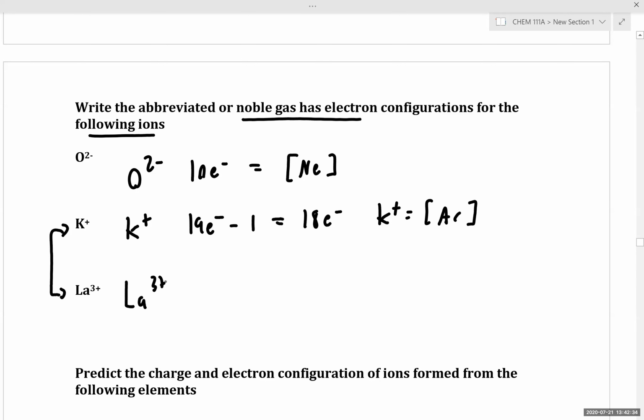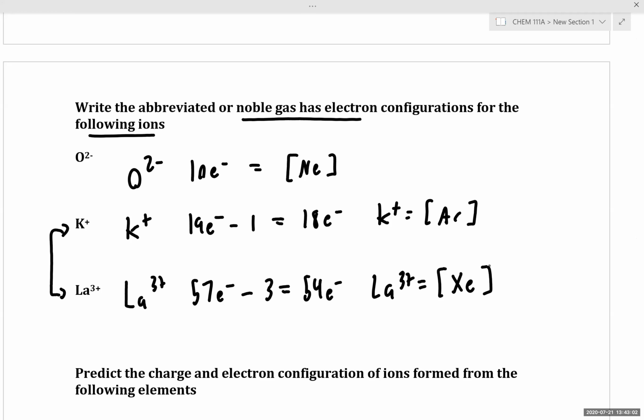Lanthanum 3 plus, it's quite an interesting metal. So we naturally have 57 electrons. We have a 3 plus charge, so we subtract 3. That gives us 54 electrons. So lanthanum 3 plus, looking at the noble gas with 54 electrons, that matches the configuration of xenon.